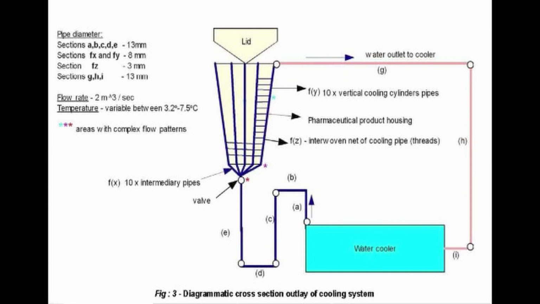A difference in pipe diameters, 8 millimeters, 13 millimeters, 3 millimeters, and 13 millimeters, as it varies around the system needed to be cooled. As you can see, Fy, Fz, and then the A, B, C, D, E flows with the round circles which represent valves in the system.